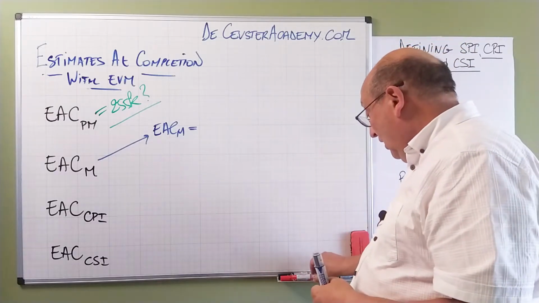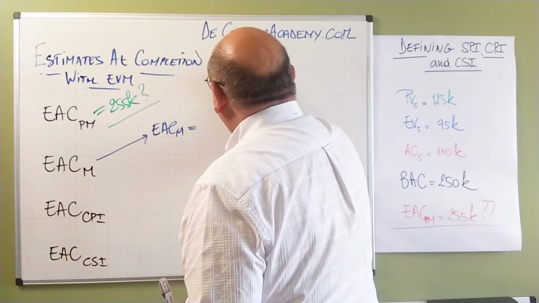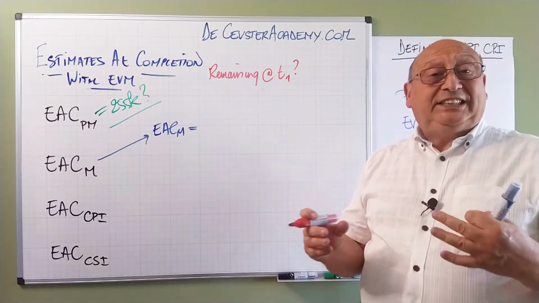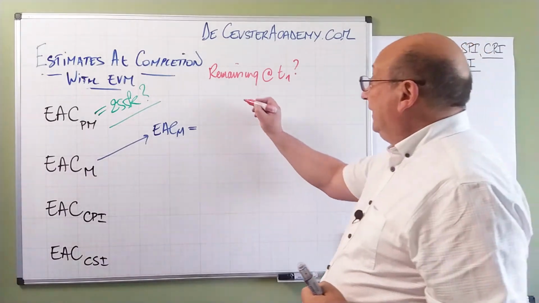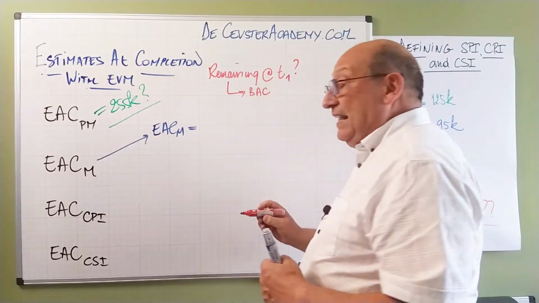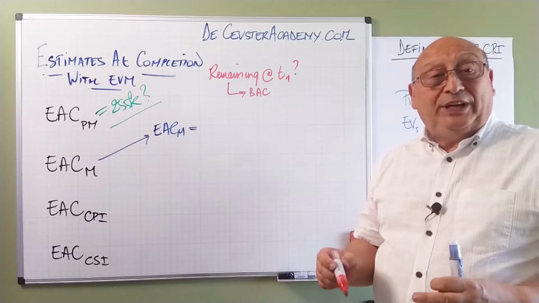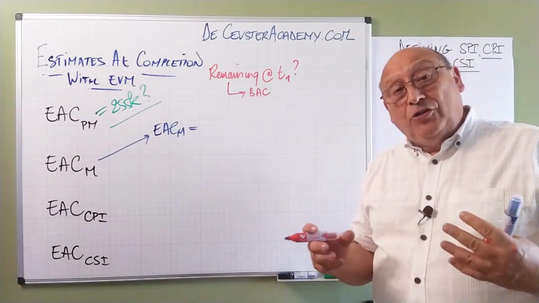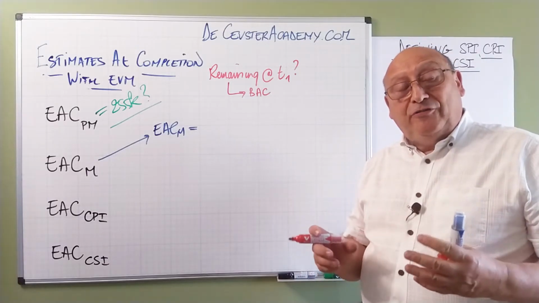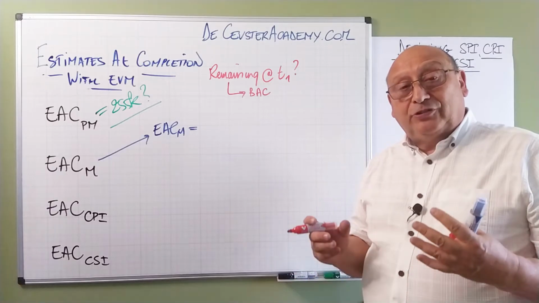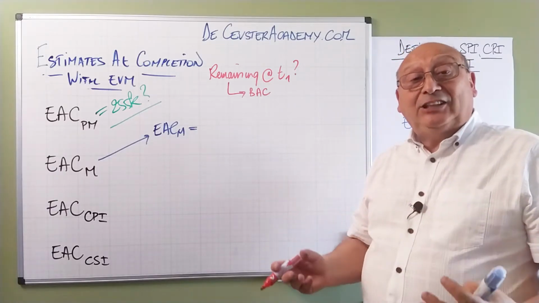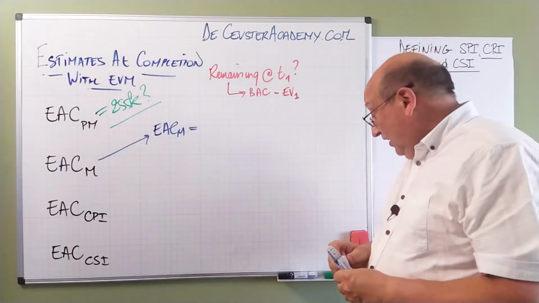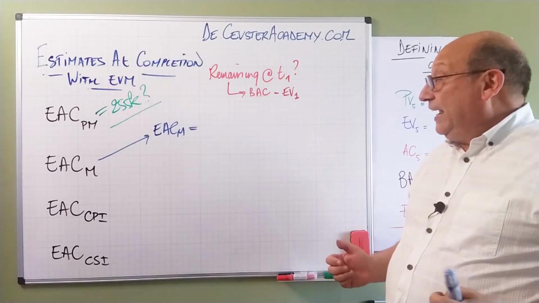Now, first of all, we have to know what is remaining at T1. How many deliverables do we still have to create? Well, basically, the budget at completion is the value of all the deliverables that we have to create to complete the project. Now at T1 we already created a number of deliverables, and the earned value of that number of deliverables is already a part that has been done. So the remaining part is the BAC minus the earned value at time 1. So this is the remaining value that we have to create.